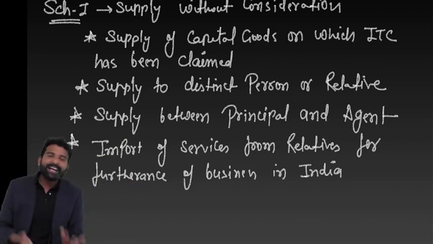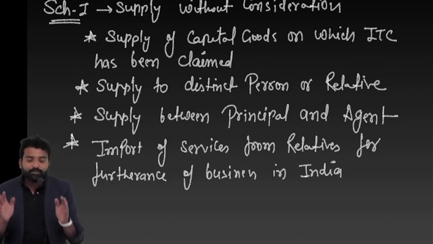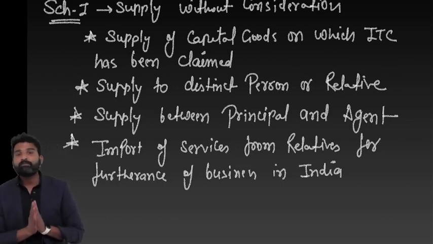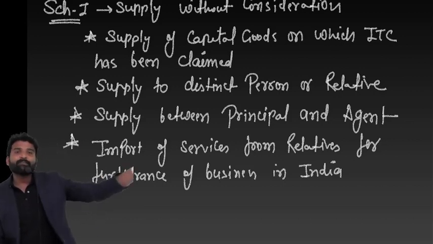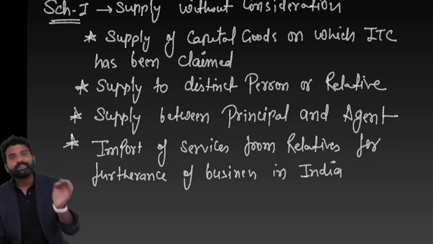So if I am buying something, minimum I have to use it for 5 years. And if I am not using it for 5 years, I am using it for only 2 years, then I can claim only 40% credit. The remaining 60% credit, I have to pay in the form of tax, even if it is without consideration.